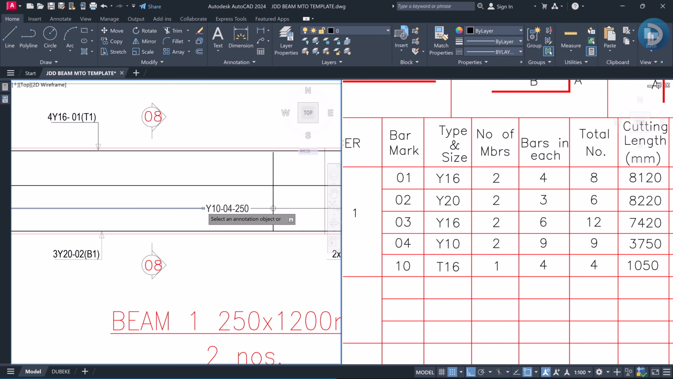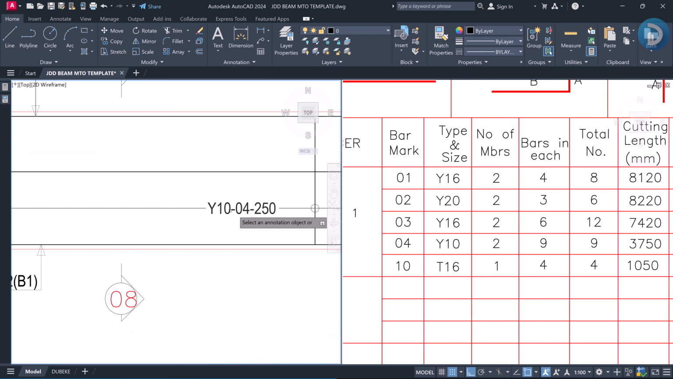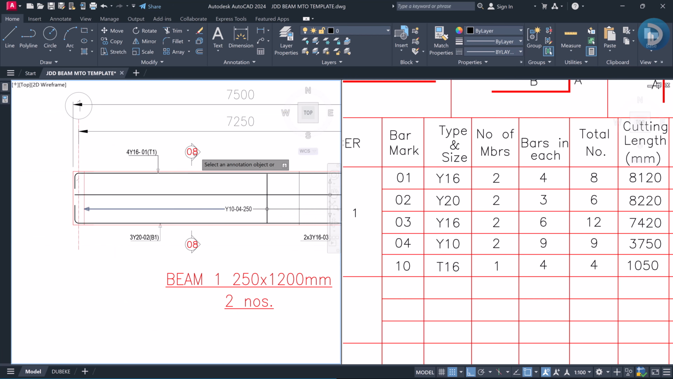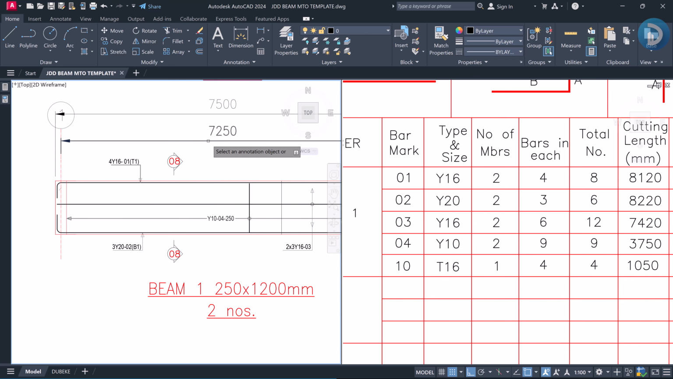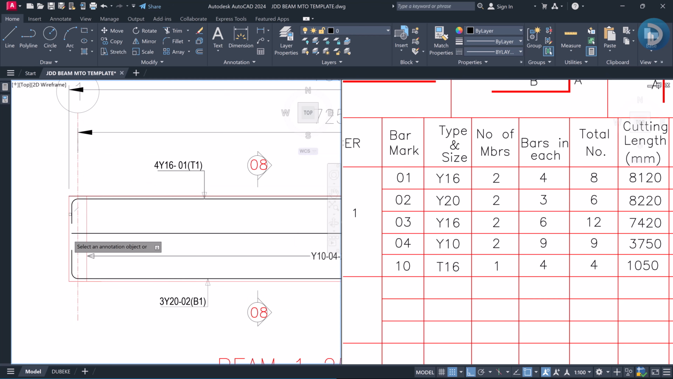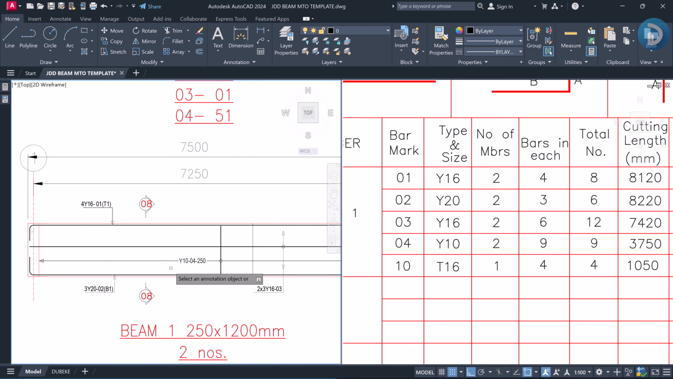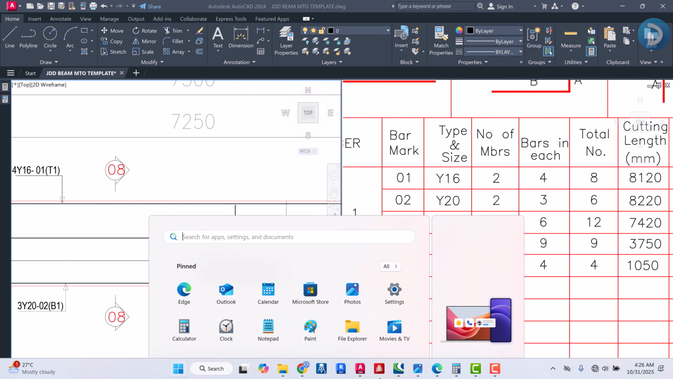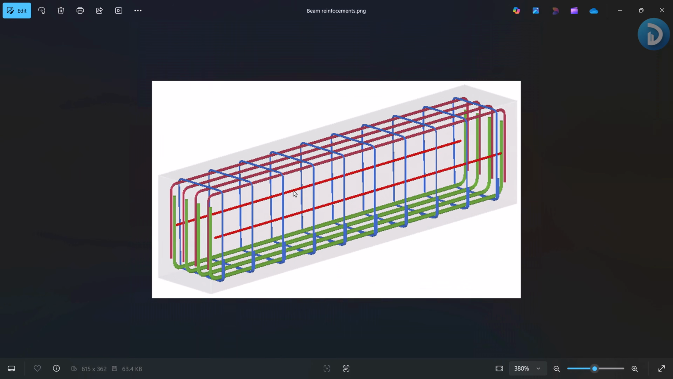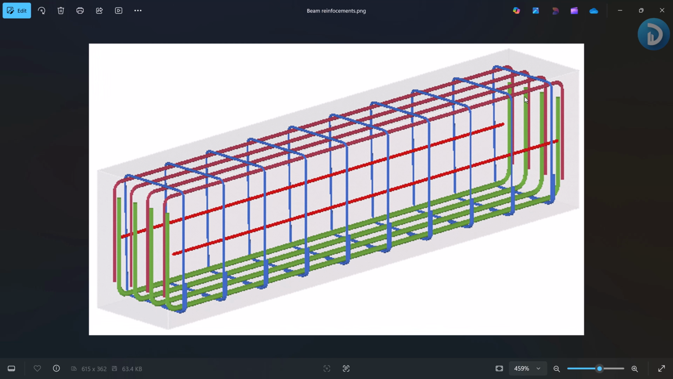In some cases they can give you 20 Y10 with bar mark 04, but just in case you are not given, what you need to do is get the length of this beam, which is from center to center, because as you agree with me, your links will not get down to this part. So you get the center to center distance and you divide it by the spacing. The spacing will give you the number of links required in your beam.